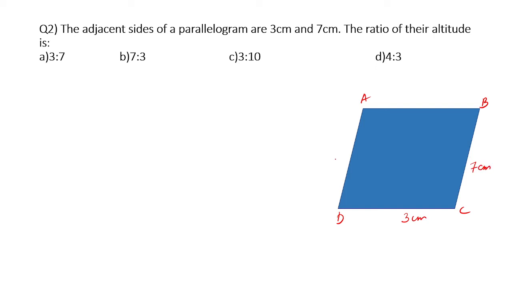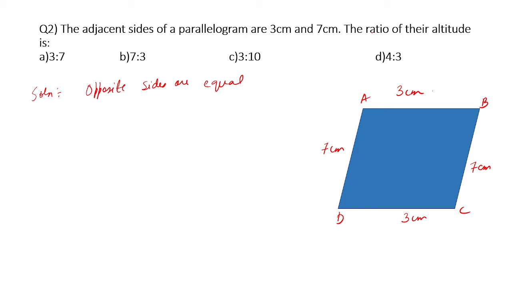But what do you know about a parallelogram? Opposite sides are equal. So you look at this. What is the opposite side of 7, of BC? AD. That means AD will also be equal to 7 centimeter. Opposite side of DC is what? AB. And what is DC? 3 centimeter. So this will also be 3 centimeter. Clear up to this much?